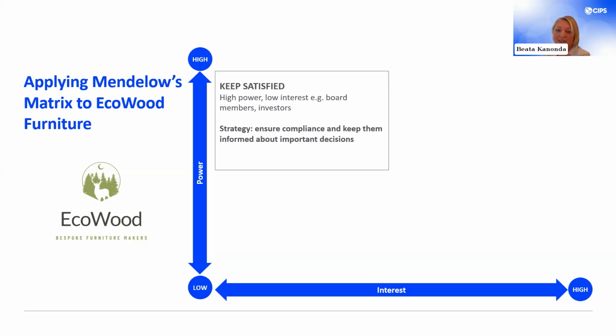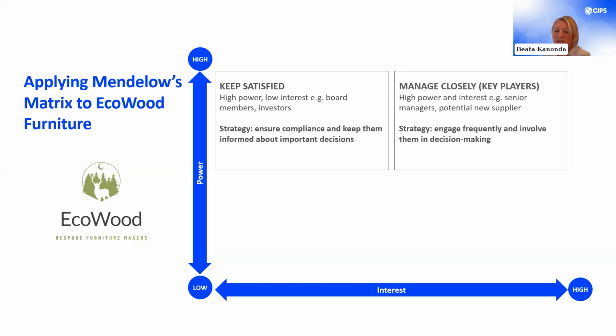The next quadrant is Manage Closely. Joanne knows that the stakeholders she will place in this quadrant are the most critical in the process. They have a high degree of both power and interest, and their support is crucial for the success of the supplier transition. She places senior managers and a potential new supplier in here. Senior managers are directly involved in strategic decision-making and will be highly invested in ensuring that EcoWood mitigates the risks associated with the supplier change.